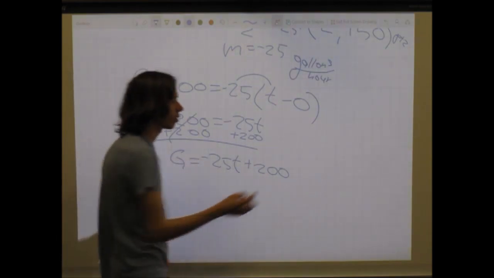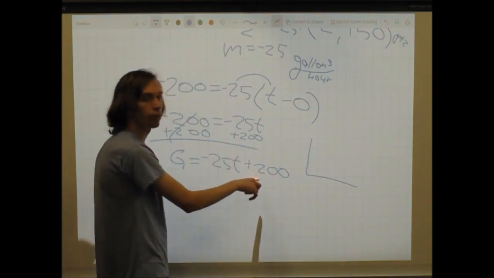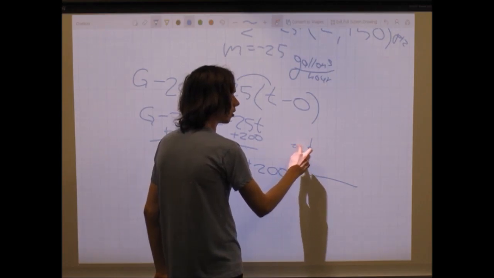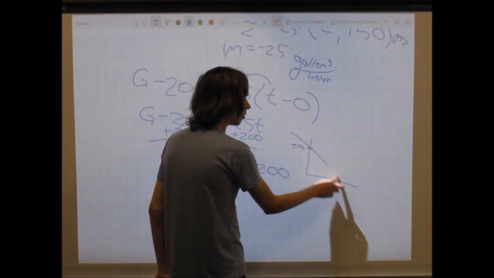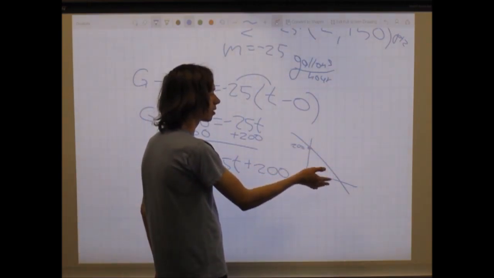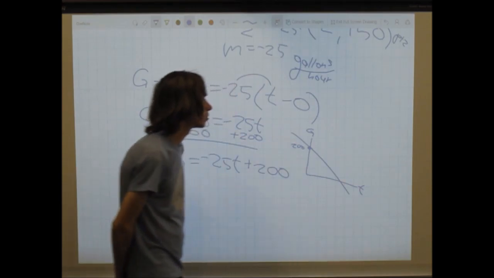And so if we were to graph that really quick, like a really rough estimate, our y-intercept is 200, right? That's our b value, remember that from before? So we'll say that's 200. And then we have a negative slope, right? Negative 25. So our graph is going to look something like this, right? And then this would be our g-axis, this would be our t-axis.